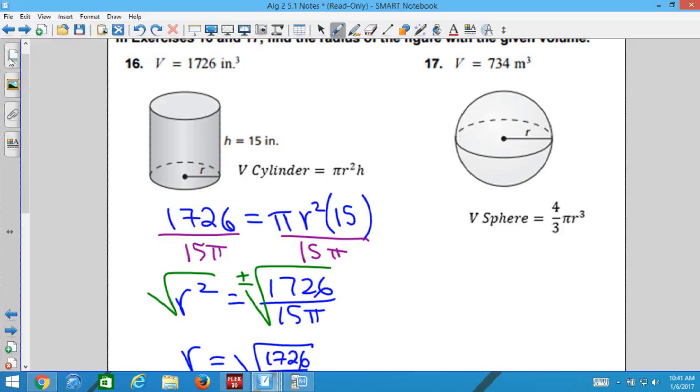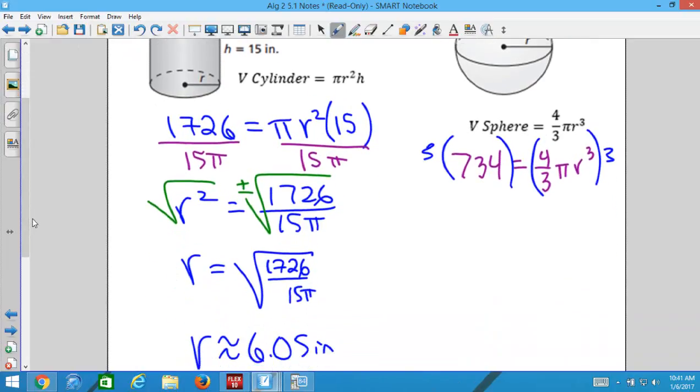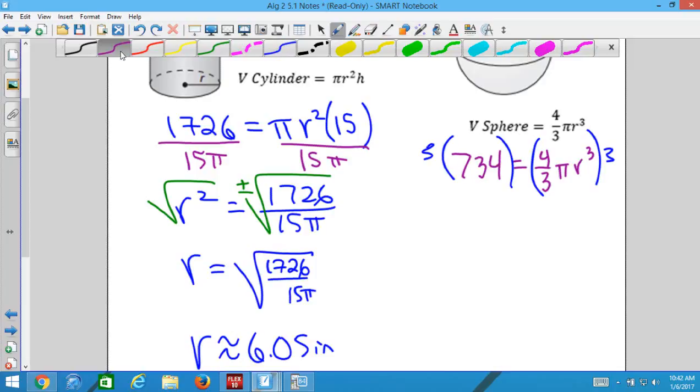All right, we have this one, 734 equals 4/3 pi r cubed. How do we get rid of the 3 in the denominator? Multiply by 3. Multiply by 3 cancels it out of the denominator. I'm doing this like how I would do it if you had to put the exact answer. And then if you have to put the approximate answer after that, then you just type it in your calculator.